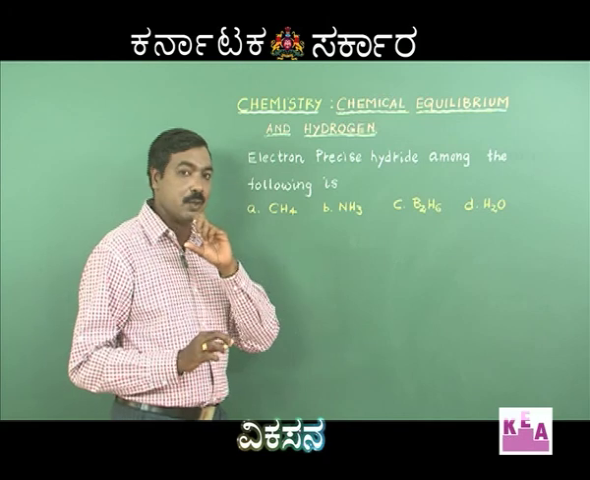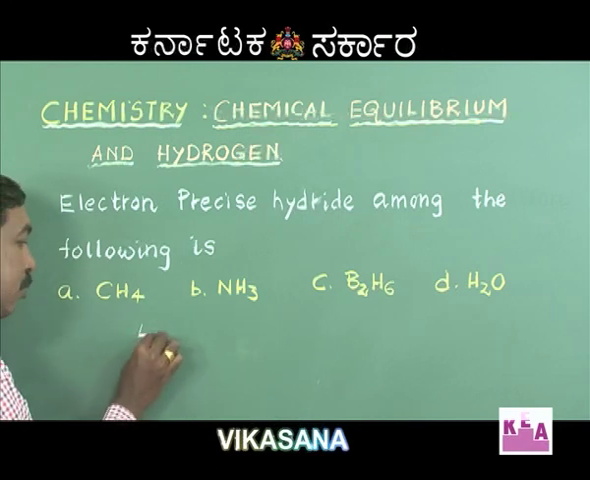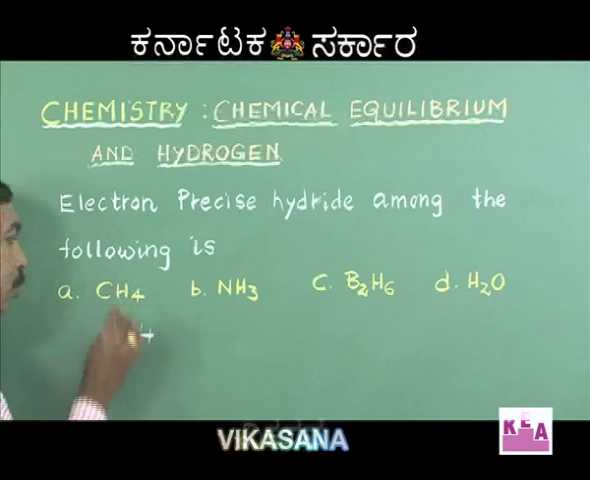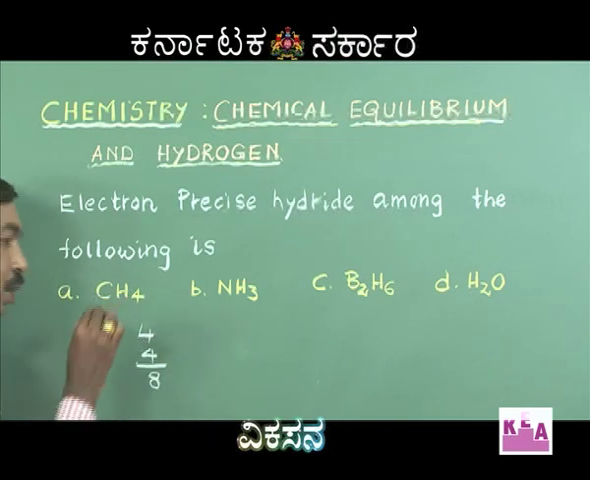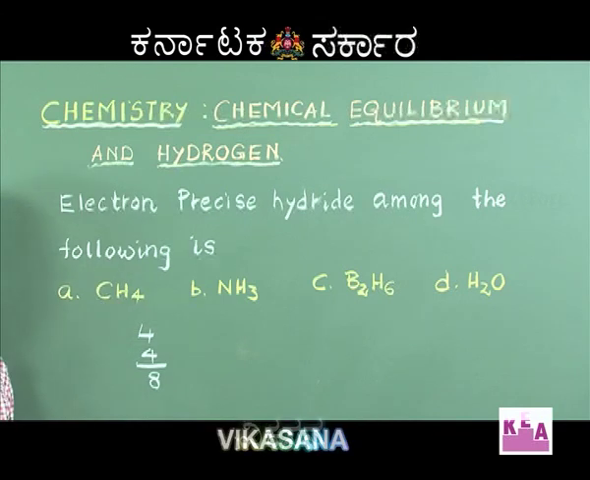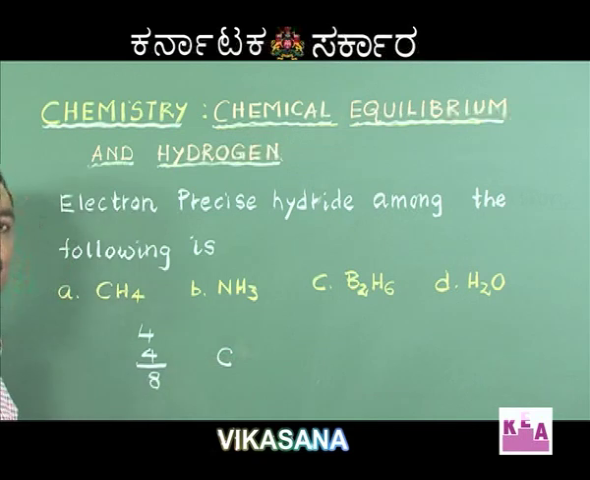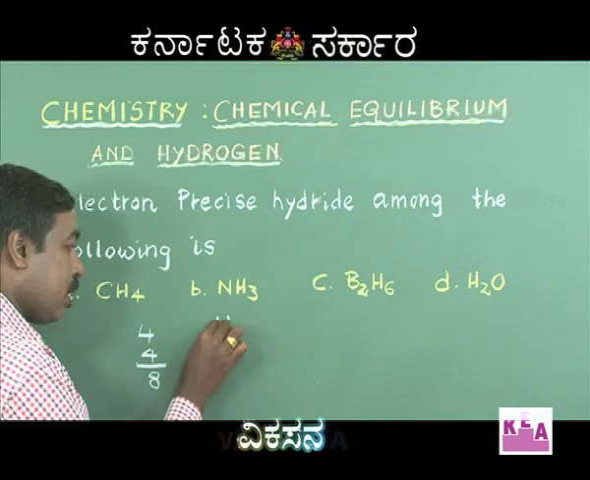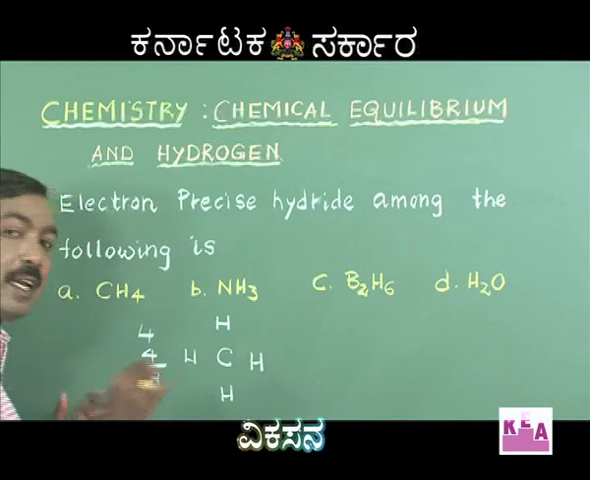How do I go about it? I am aware the total number of valence electrons in carbon is 4. I take hydrogen, 1 into 4 is 4. The total number of valence electrons for the methane molecule is 8. Now, when I try to write the Lewis dot structure, I have carbon and then I have 4 hydrogens. I put it up accordingly. The rule says put a pair in between.